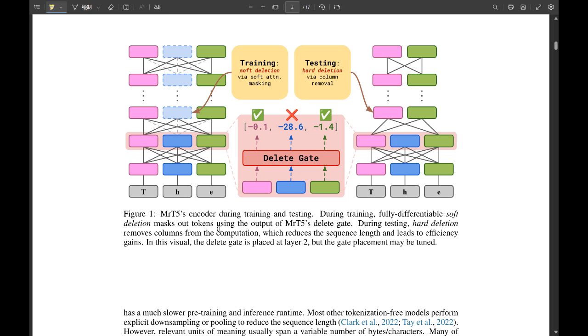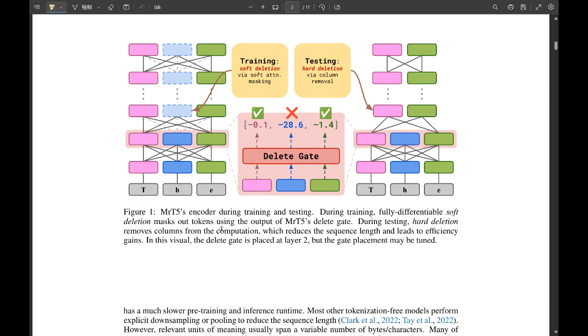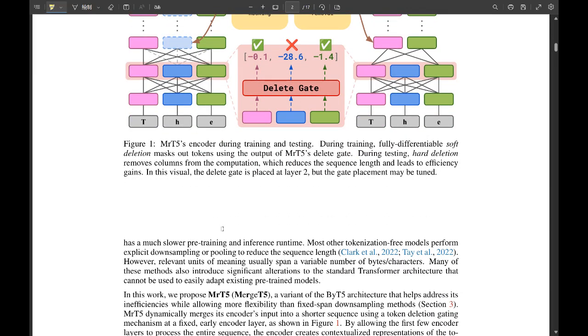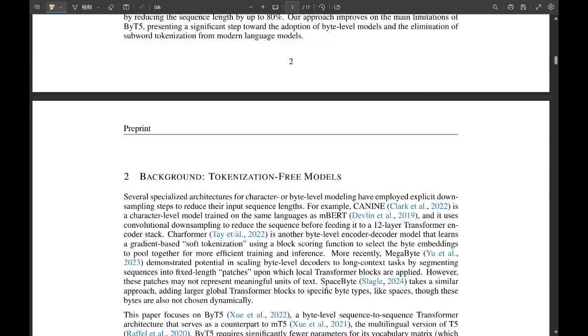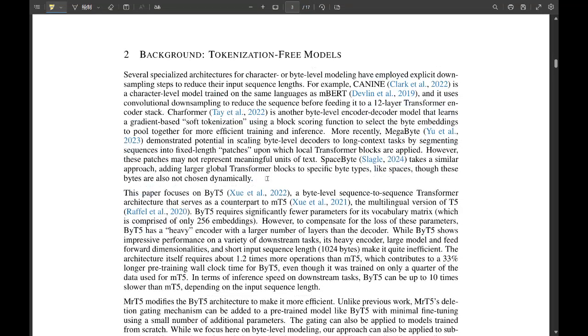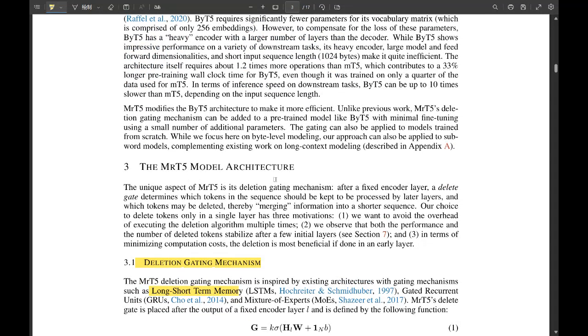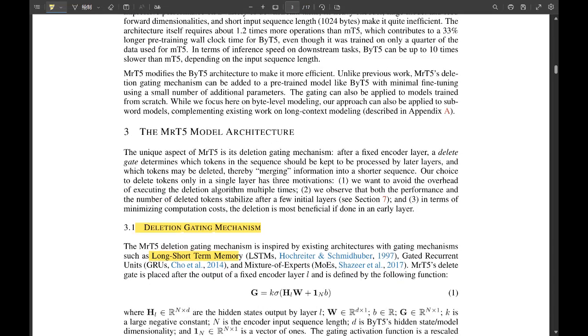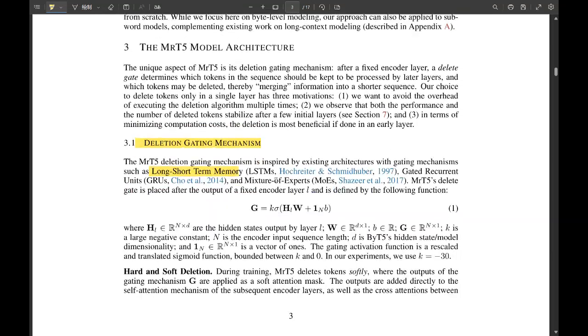MrT5 uses a mechanism called a delete gate, which learns to identify which parts of the sequence are essential and which can be safely combined without losing crucial meaning. So it's not just blindly shrinking things. It's actually understanding what it can and can't condense. Exactly. Imagine summarizing a book.